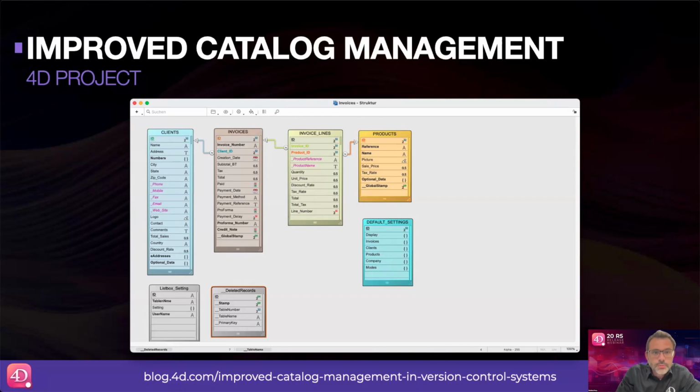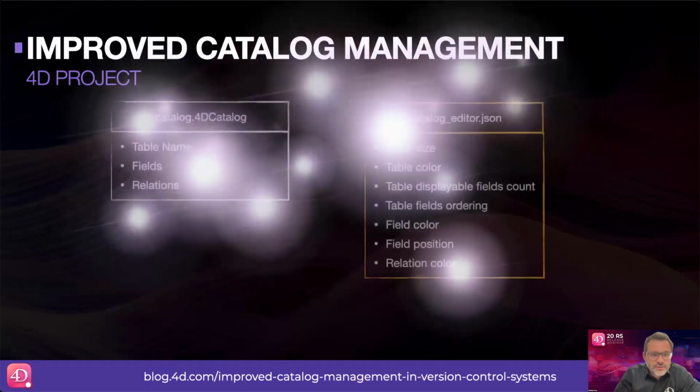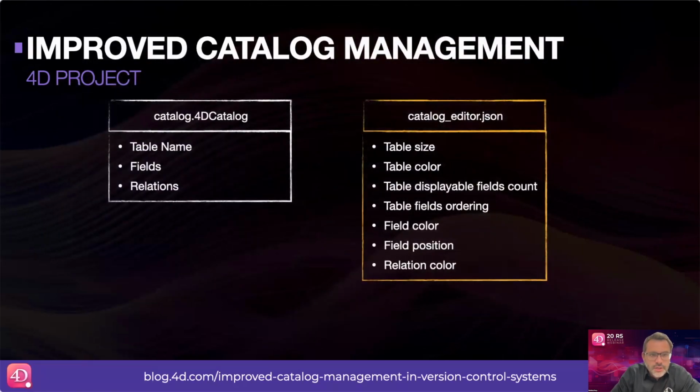So there's a blog post about that, and I can show you here the organization as it was before 20R5. So the catalog file here, you saw that before, I'm sure. There's a lot of settings here, but we've changed it. And here, when you activate the option or when you create a new project, you can see that catalog.4DCatalog still exists, and it only contains table names, fields, and relations. So really the structure definition.